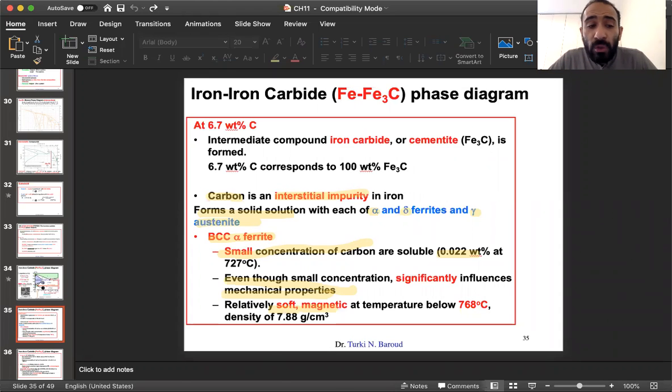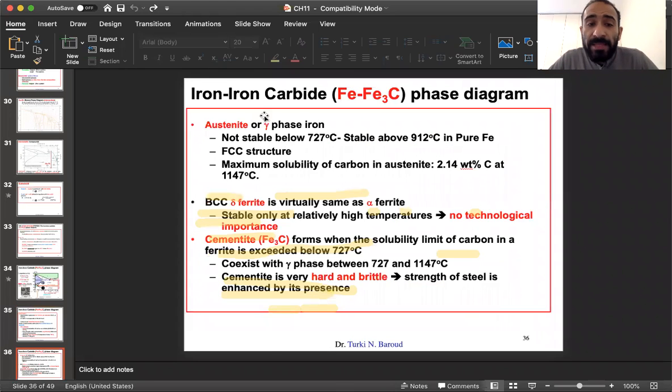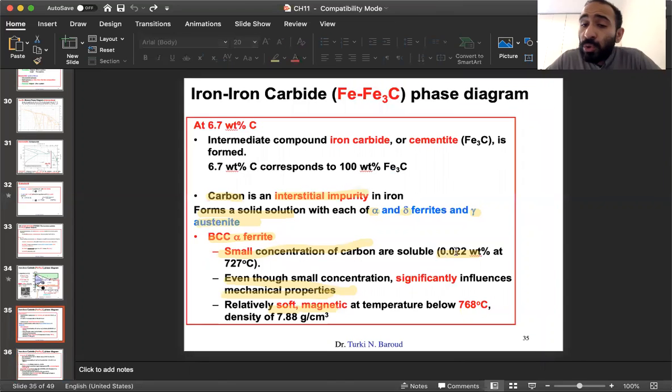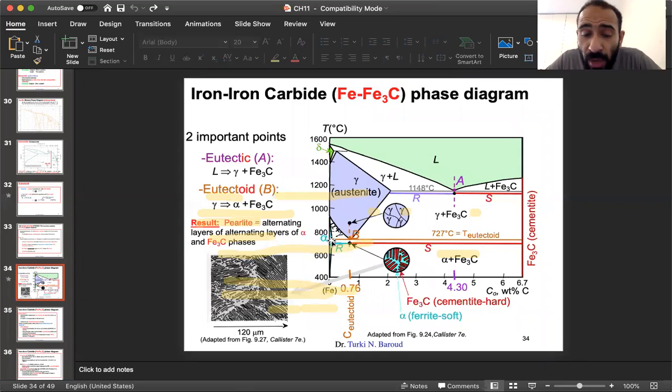Now if you go to the other phase, which is gamma austenite, gamma austenite can accommodate up to 2.14 weight percent. Alpha ferrite, the one before, can accommodate up to, let me repeat, 0.022 weight percent. If you look at this diagram, notice that in alpha ferrite, if you add carbon you're going to hit the solubility limit. The solubility limit is approximately 0.022 weight percent.